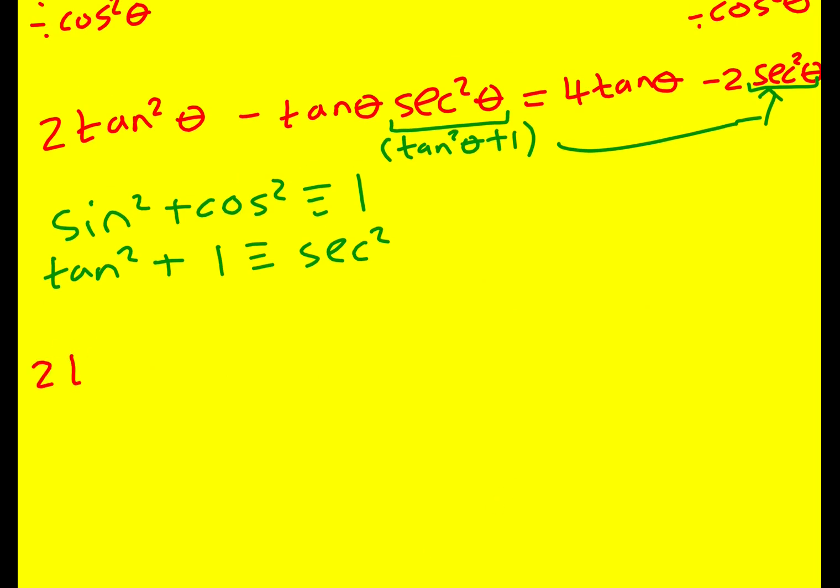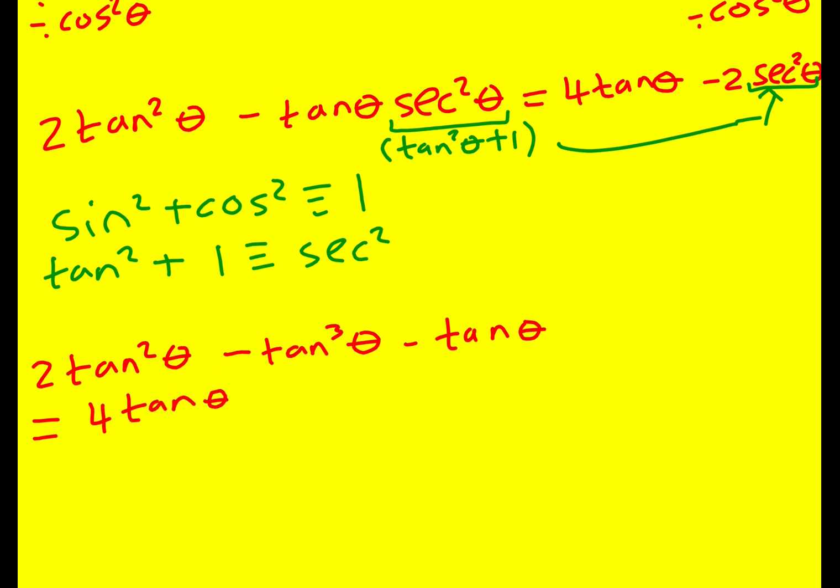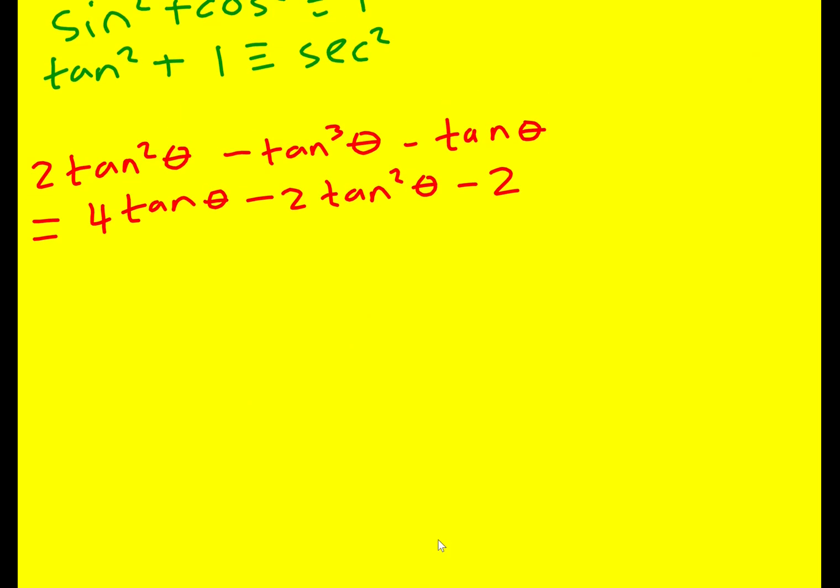So that gives 2 tan squared theta minus, and then I'm going to get tan cubed theta. So that actually becomes a leading term. I didn't really spot that. And then I've got the plus 1. This will be a minus tan theta equals 4 tan theta minus 2 tan squared theta. And then I'm going to get minus 2 as well. So this is okay. This is a cubic in tan.